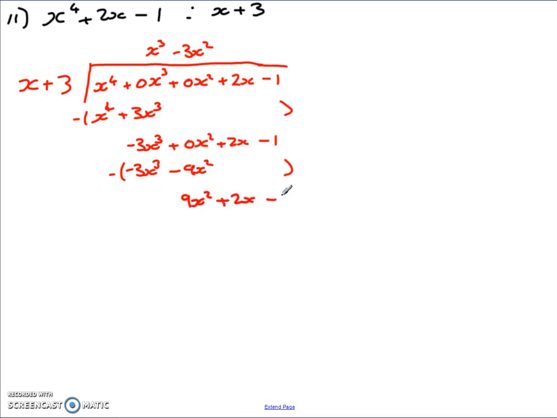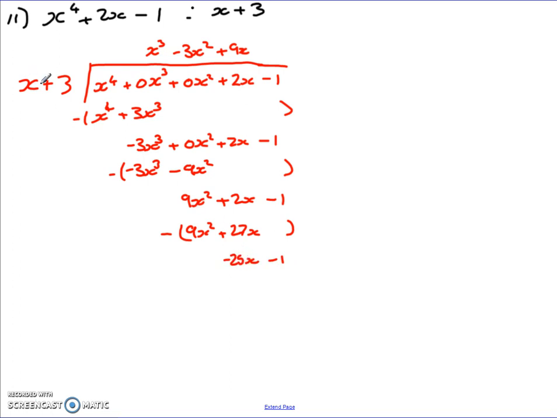Plus 2x minus 1. Again, highest power, look at it, still bigger, we go again. Sometimes you can have to repeat this process several times to get the final answer, and we're doing that now. 9x squared divided by x gives me a plus 9x, multiply this whole thing by it, and I get 9x squared plus 27x. Again, we then subtract it at this point to get rid of the highest power, so 9x squared take away 9x squared is nothing. 2x take away 27x is negative 25x, and then minus 1 there.